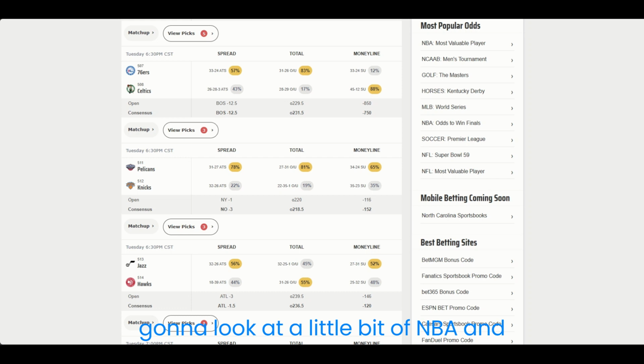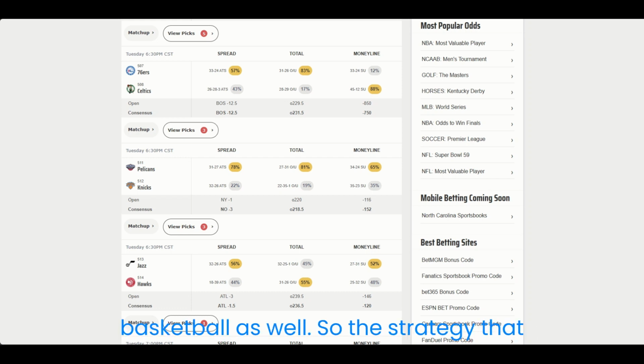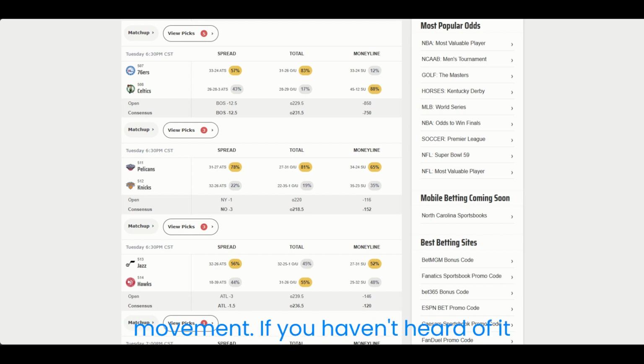I'm going to look at a little bit of NBA, and then we're going to go straight into college basketball as well. The strategy I'm going to use today is reverse line movement. If you haven't heard of it before, check out the description for a quick summary, but also just keep watching because I'm going to explain exactly how it works.